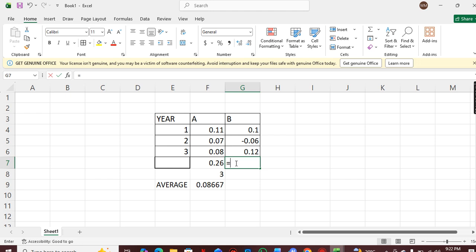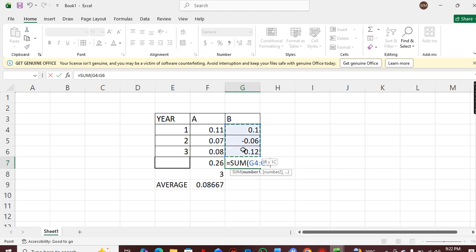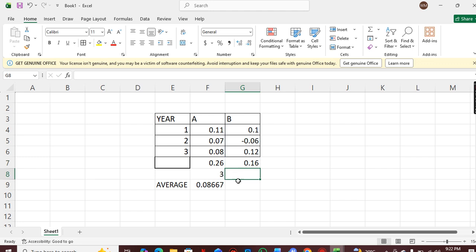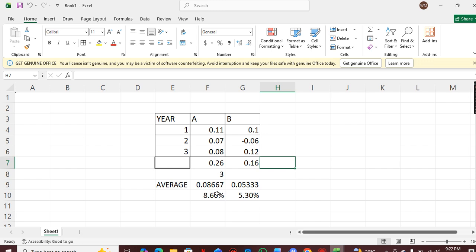And for investment B, same thing, we add all the numbers and whatever value we get, divided by 3. So we get 0.053, which is the same as 5.3%. And A is 8.6%. So these are the average returns for both investments. Are there any questions before I move further?